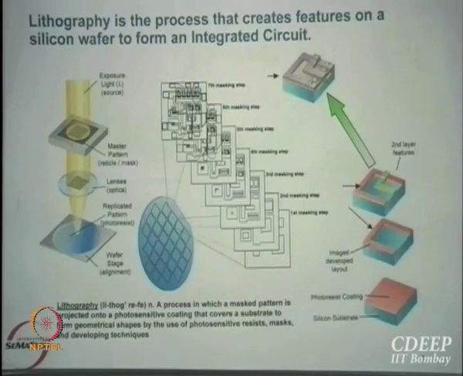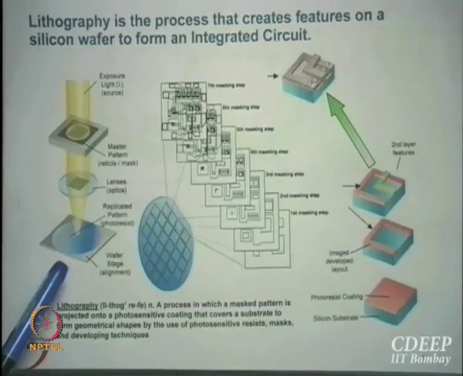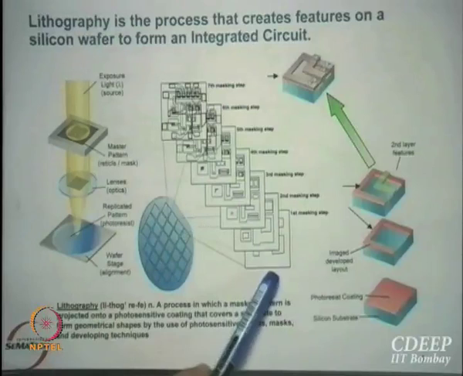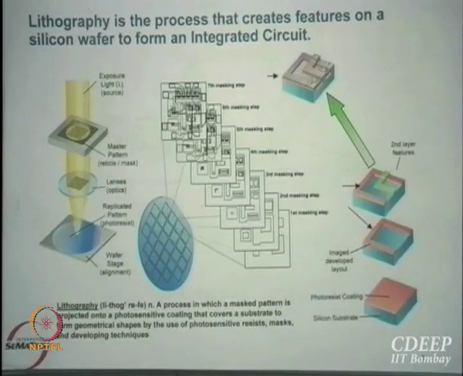We will see that. Then this is done through optics. This pattern is transferred here through a resist, okay, and these are the number of masks you can see. There are 7 mask steps shown here in which patterns are getting aligned one over the other, okay.